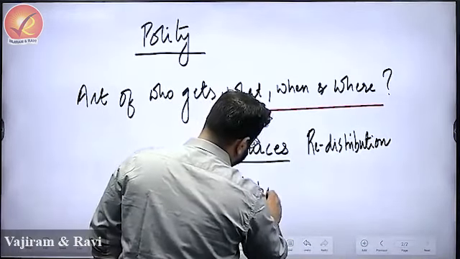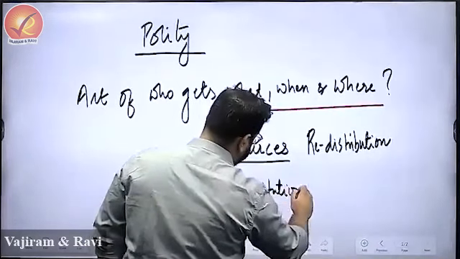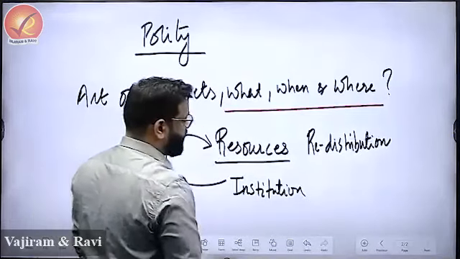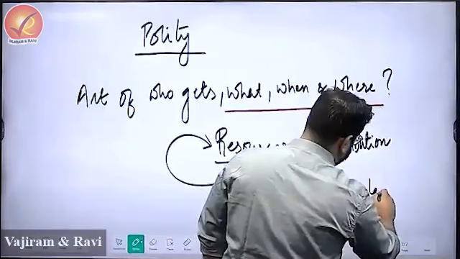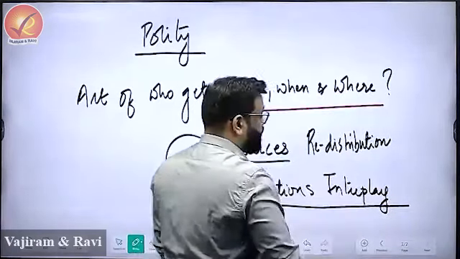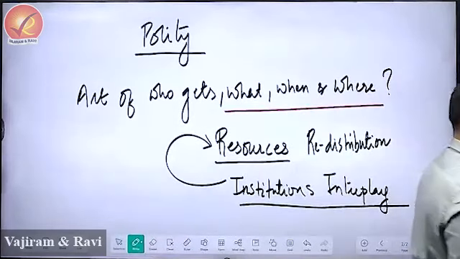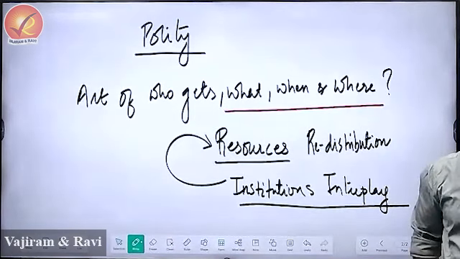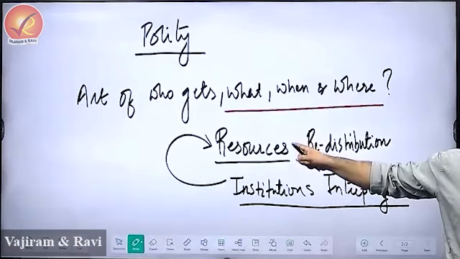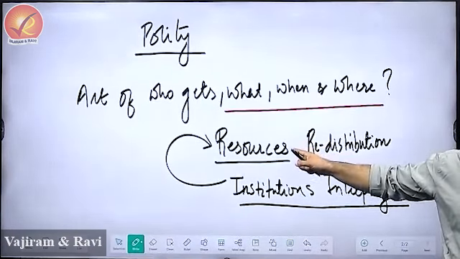And these institutions that you see, which are involved in the idea of resource redistribution, these institutions interplay. It includes both the kind of institutions. Sometimes the formal one, the governmental one, the public one, and sometimes even the non-public, non-governmental or market-oriented institutions. So we need all kind of institutions in order to distribute or rather redistribute the resources that we have.